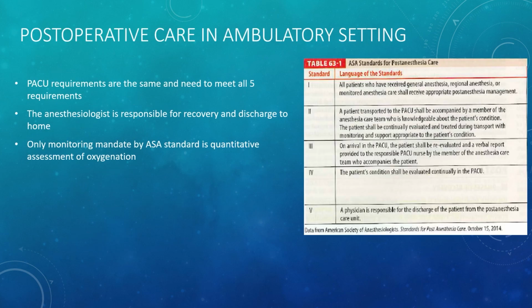So now let's talk about the postoperative care and what's different in the ambulatory setting. What I'm presenting here is the same for inpatients and ambulatory patients. There are those 5 categories in the ASA standard for post-op care, which all need to be met. The anesthesiologist is responsible for recovery and discharge from the PACU, and in an ambulatory surgery setting, for the discharge to home. And the only monitoring mandate by the ASA standard is the quantitative assessment of oxygenation.